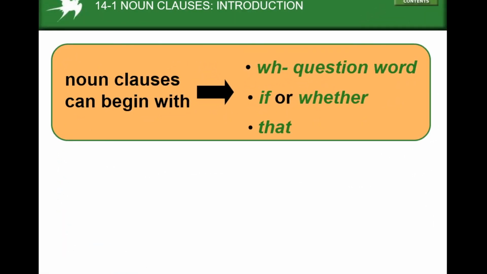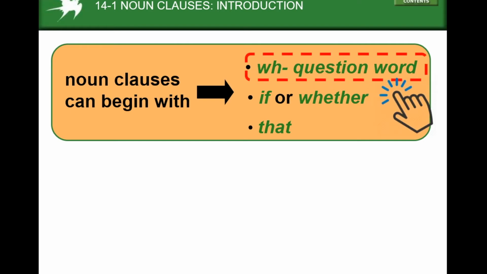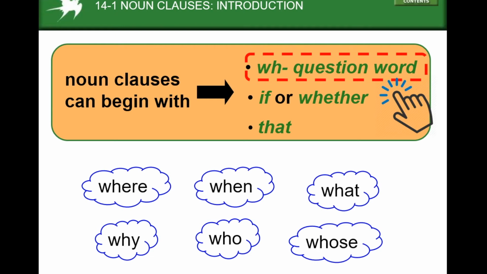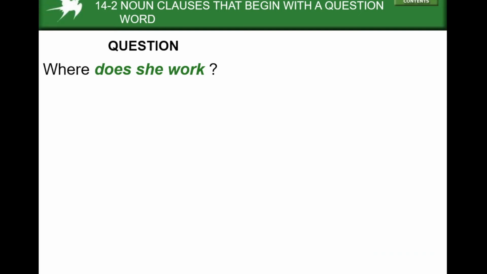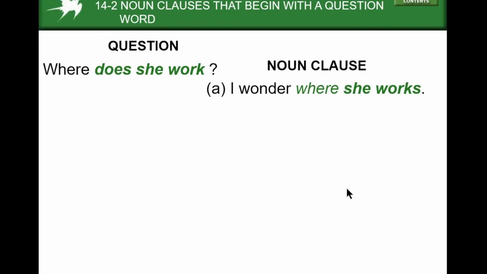Like I said, noun clauses can begin with WH question word. We can make a noun clause from a question. For example, we have the question, where does she work? We can change this into a noun clause. So the sentence becomes, I wonder where she works.